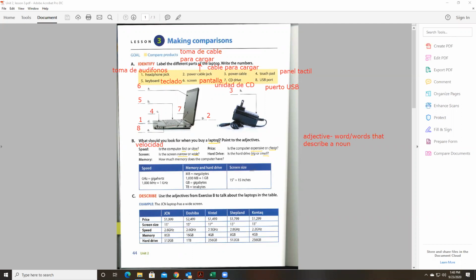Now we're looking at price, precio. Is the computer expensive, costoso, or cheap, barato? Now we're looking at screen, pantalla. Is the screen narrow or wide? La pantalla es estrecho o amplio?